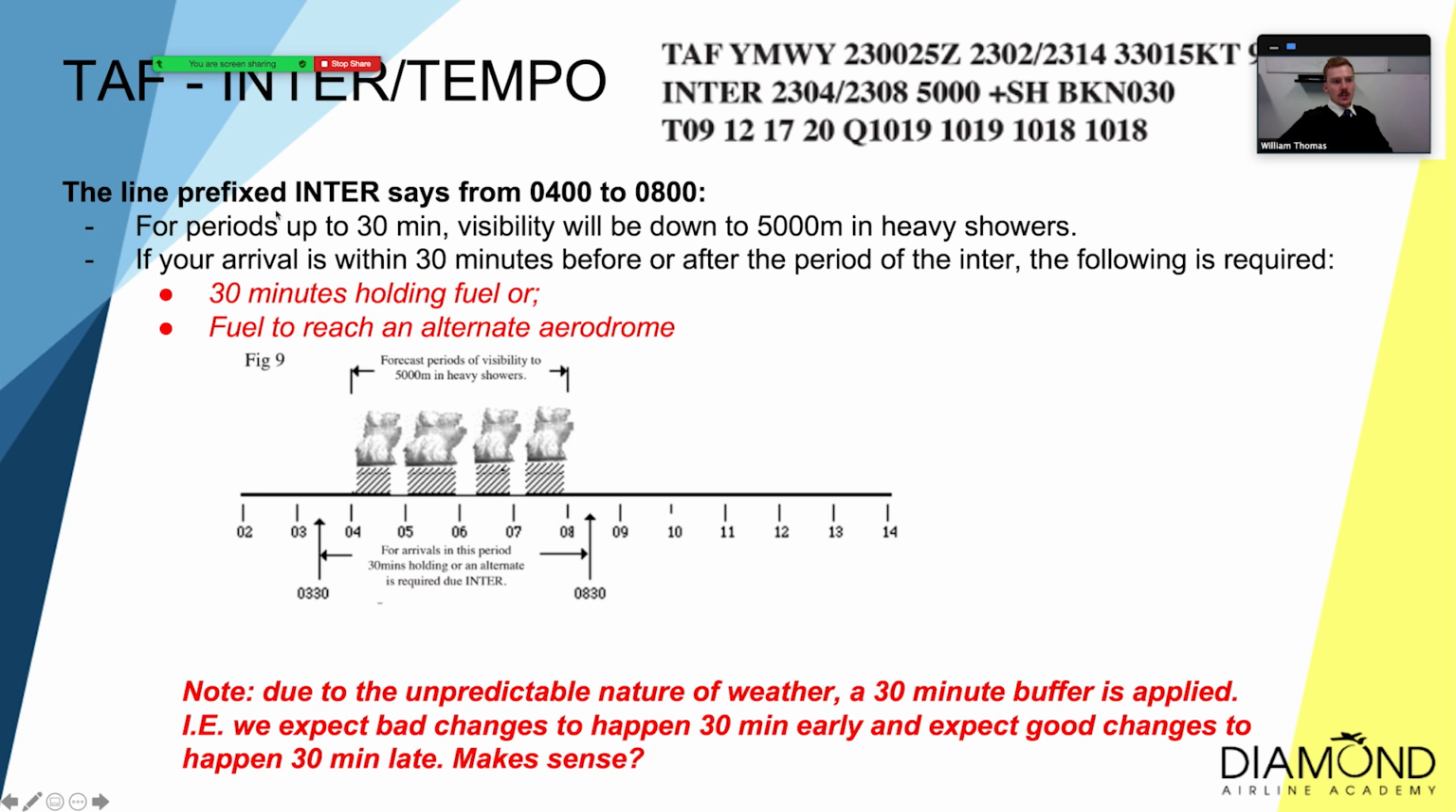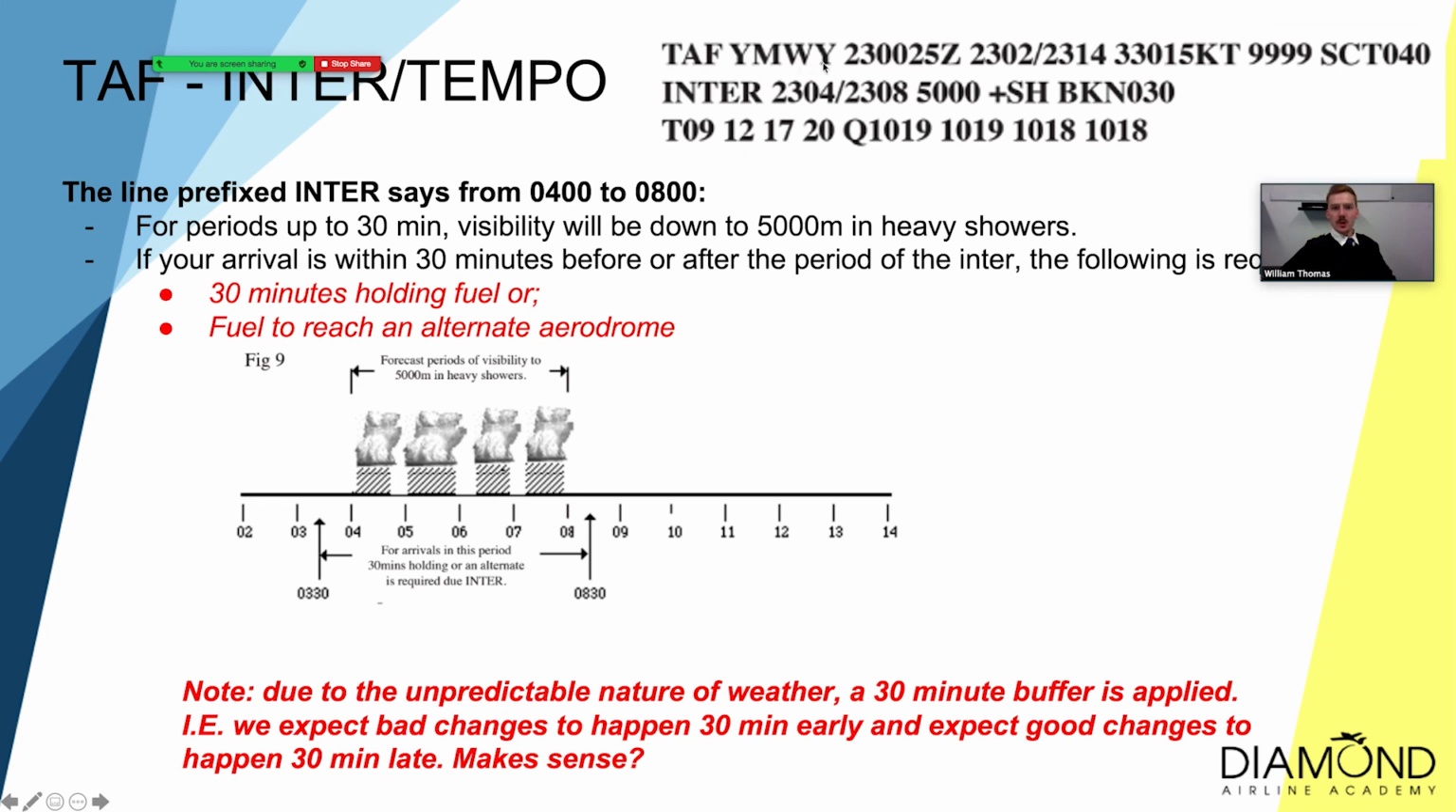All right, so line prefix. Let's go through the TAF to start with. This TAF for YMWY issued on the 23rd day of the month at 0025 Zulu. Valid between the 23rd day of the month at 0200 to the 23rd day of the month 1400 Zulu. Wind coming from 330 degrees true, 15 knots, visibility greater than 10 kilometres. Scattered cloud, 4,000 feet.